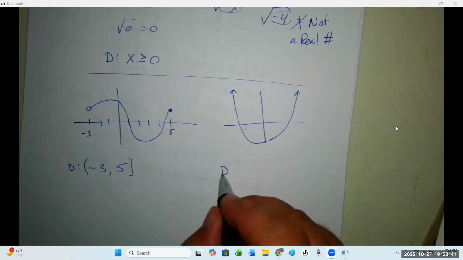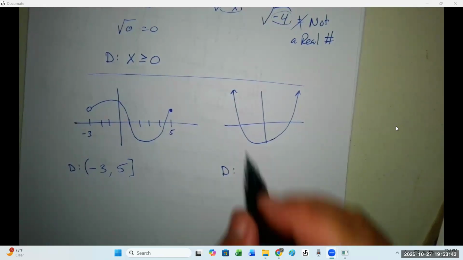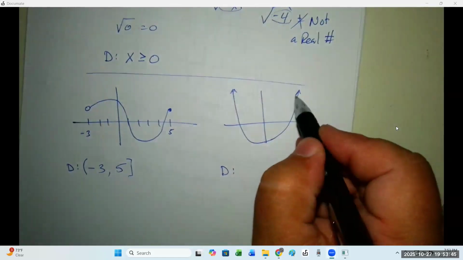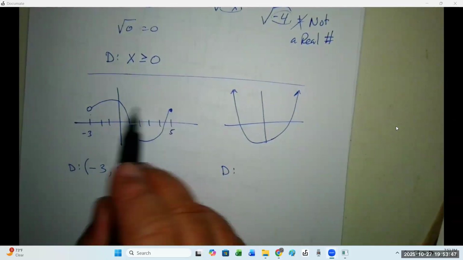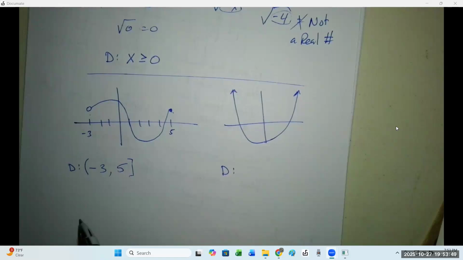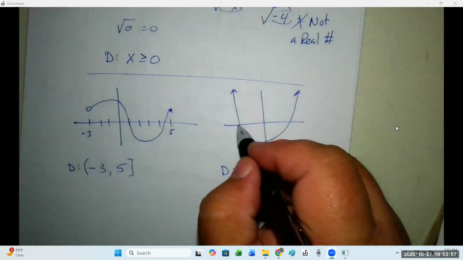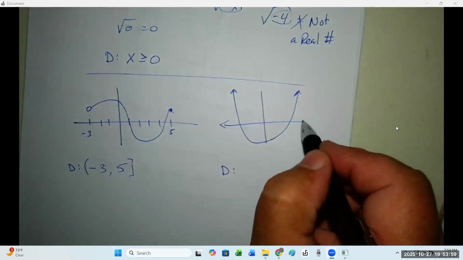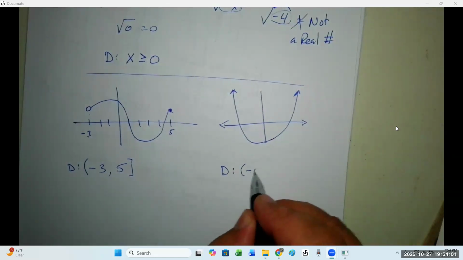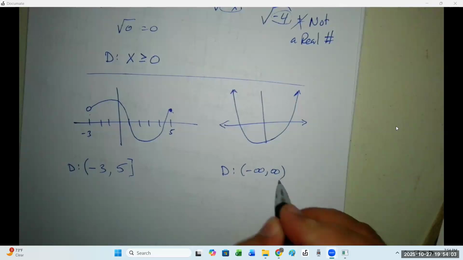The domain of this one: look at the ends. These are dots, so they stop there. But these arrows mean it goes on forever and ever. So it keeps on going forever this way and forever this way. So it's from -infinity to +infinity.